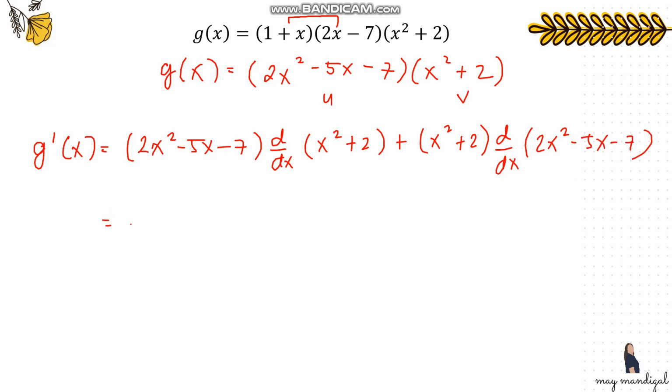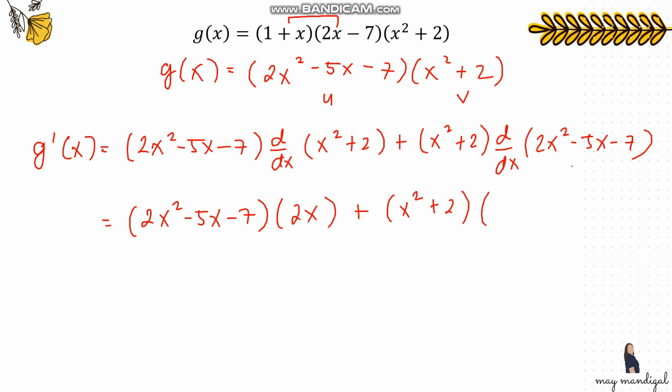And then from here, just get the derivatives. 2x squared minus 5x minus 7. So get the derivative of x squared plus 2. So that is 2x. So what we used here is the power rule and the constant rule. Plus, then you copy x squared plus 2. And then get the derivative of 2x squared minus 5x minus 7. That is 4x. Use the power rule, also the constant multiple rule, minus 5.